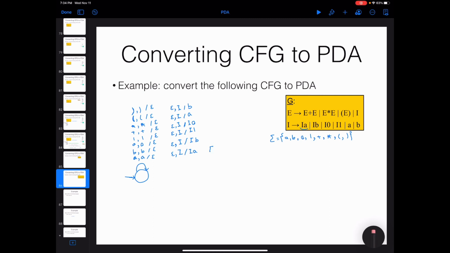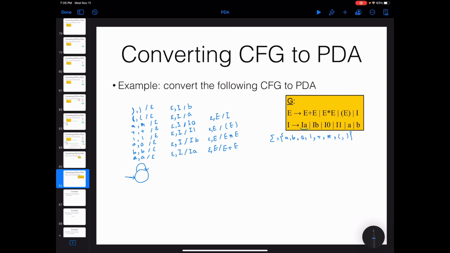So without consuming anything from the input, if the top of the stack is E, you can replace it with E plus E, or you can replace it with E multiplied by E, or you can replace it with open parentheses, E, close parentheses, or you can replace it with I.